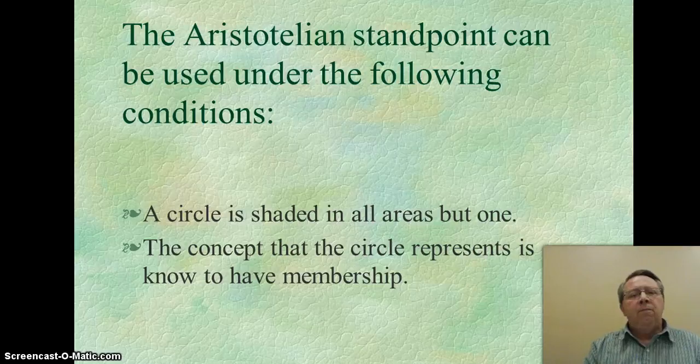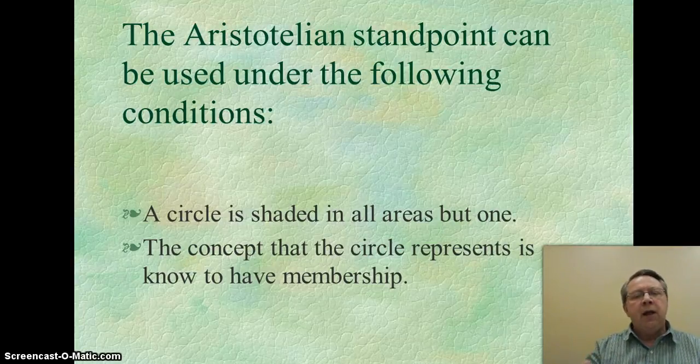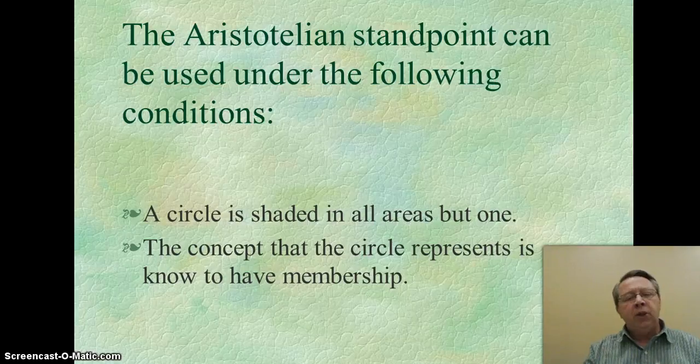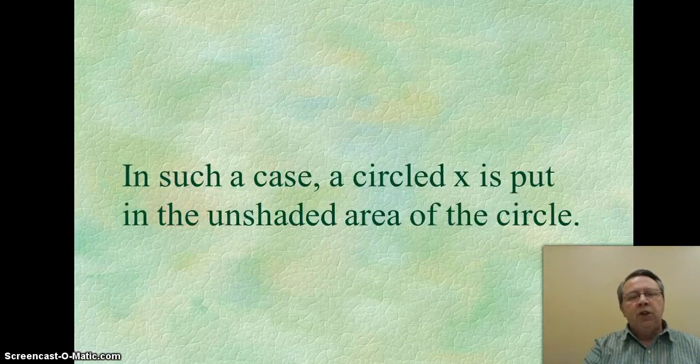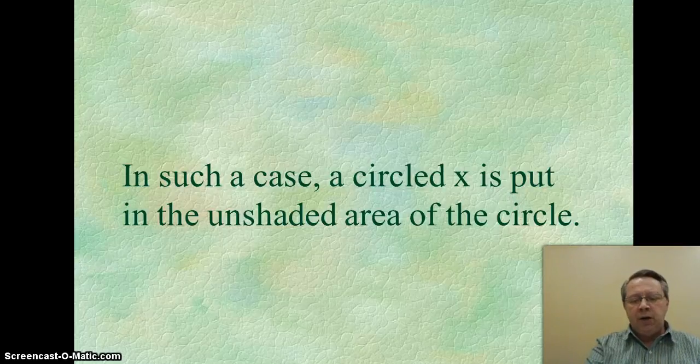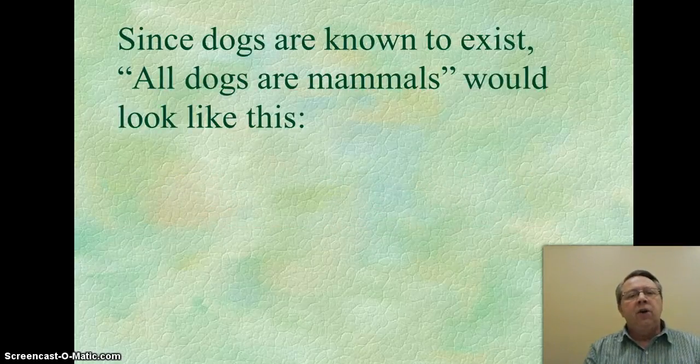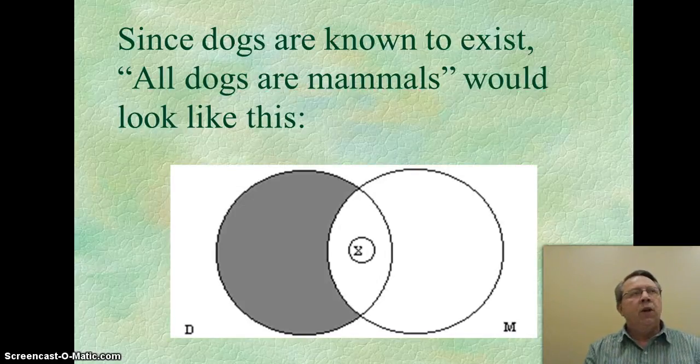The Aristotelian standpoint can be used under the following conditions. A circle is shaded in all areas but one. This really comes into play in three-circle diagrams. And the concept that the circle represents is known to have membership. So in such a case, a circled X is put in the unshaded area of the circle. Since dogs are known to exist, all dogs are mammals would look like this.